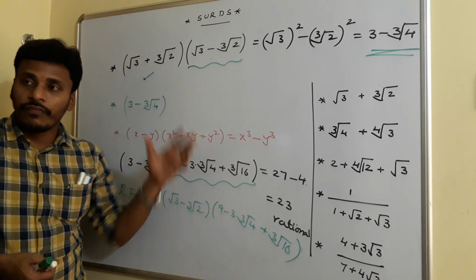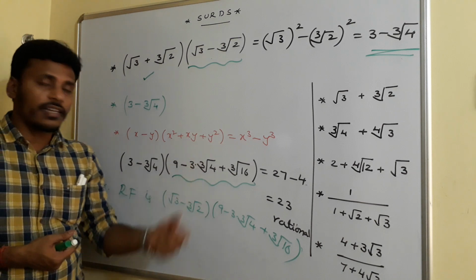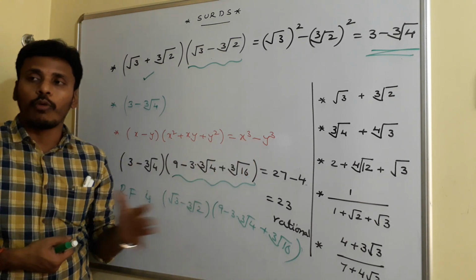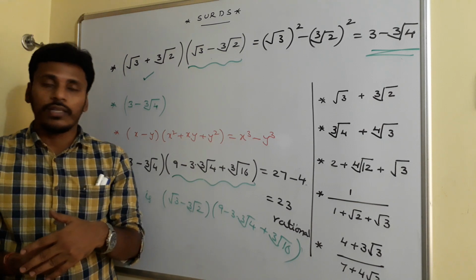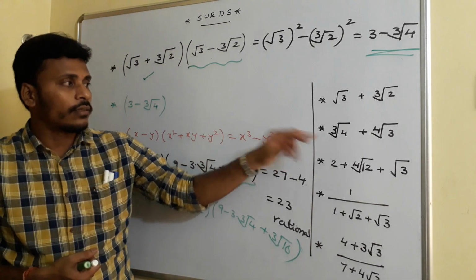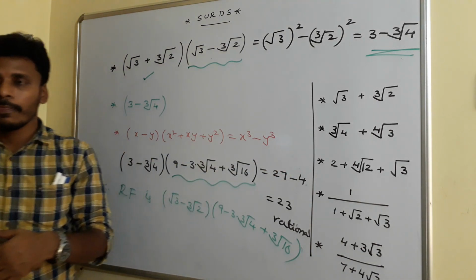Just have a look. In the first step, we utilized x square minus y square, and in the second step, we utilized x cube minus y cube. And this is the second problem regarding the rationalizing factors for today's session. Just have a look, and then I move to another one: cube root 4 plus 4 root 3, to find the rationalizing factor. Have a look.